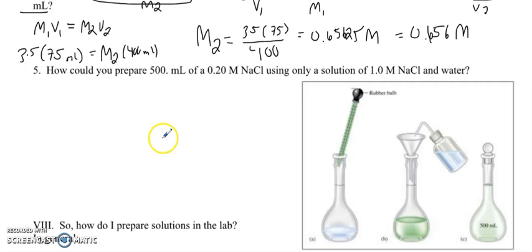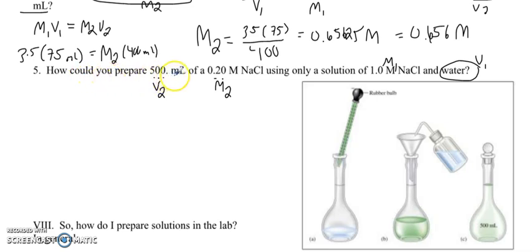And number 5, how could you prepare 500 milliliters, here we do have those 3 sig figs, of a 0.2 molar sodium chloride solution using only a solution of 1 molar sodium chloride and water? So this is my second volume, what I'm ending up with. This is my second molarity concentration. So using only 1 molar sodium chloride, this is my concentration 1, and they want to know how much water did I need. Hold on, let's see. Let's work this out. This one's a little bit funny.